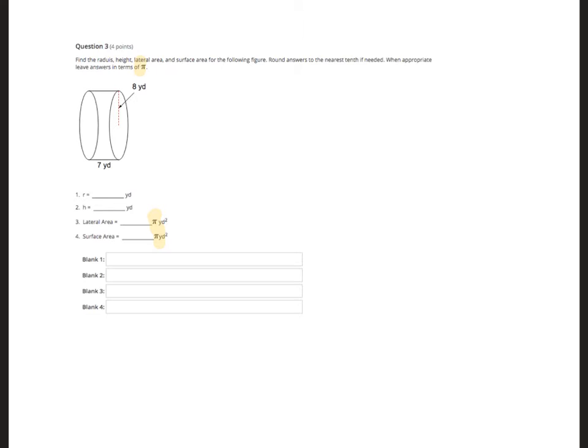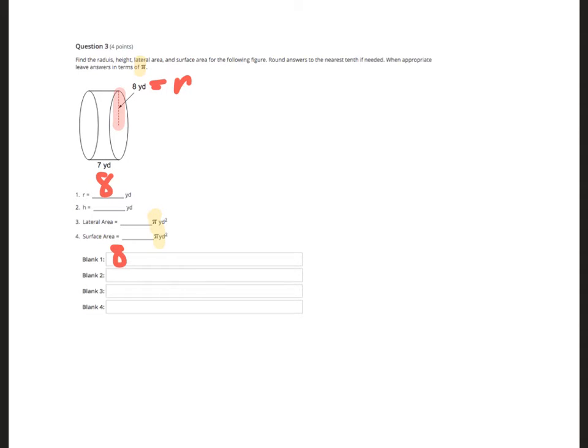Alright, so the first thing they want us to do is find our radius and our height. Remember, the radius is halfway across the base, your circle. So it's going to be this part here. So I know 8 equals r. So for my first blank, I'm just going to go ahead and type in 8.